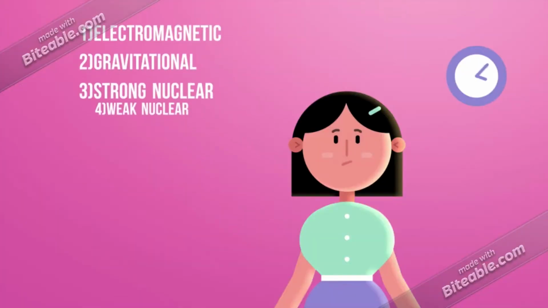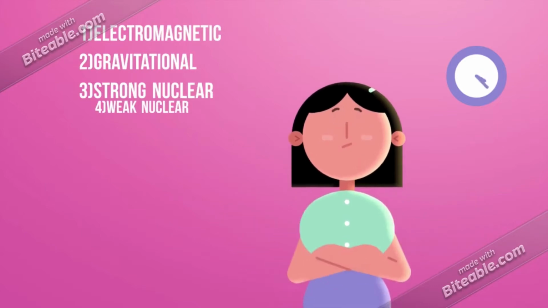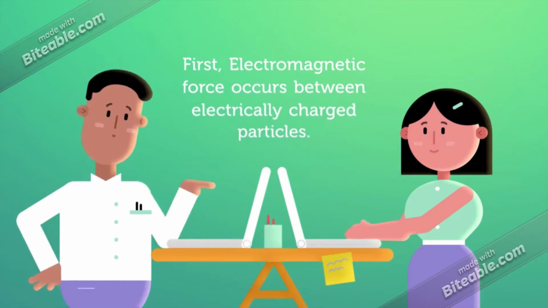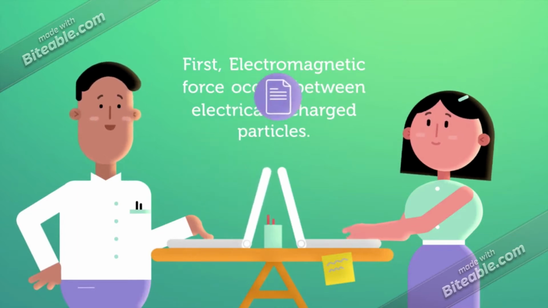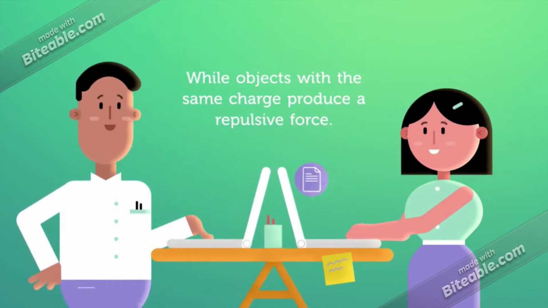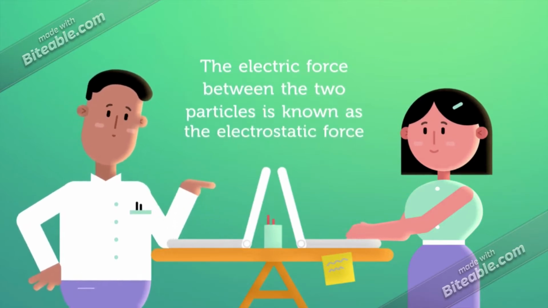There are four fundamental forces in the universe, and they are electromagnetic, gravitational, strong nuclear, and weak nuclear force. Electromagnetic force. First of all, it's a force that occurs between electrically charged particles such as electrons and is described in electrostatics as being either positive or negative. Objects with opposite charges produce an attractive force between them, while objects with the same charge produce a repulsive force. The electric force between these two particles is what's known as the electrostatic force.